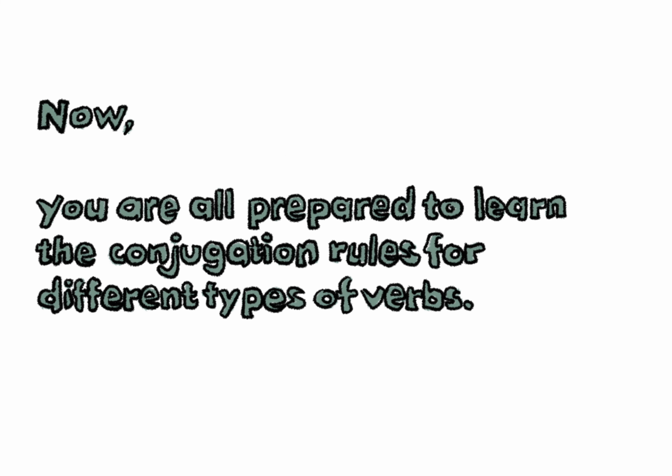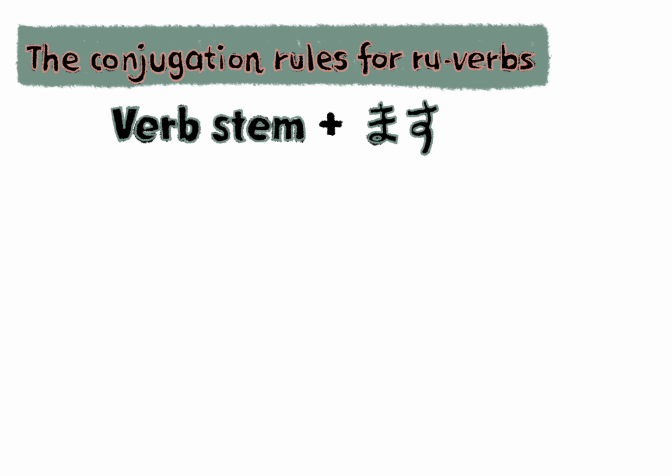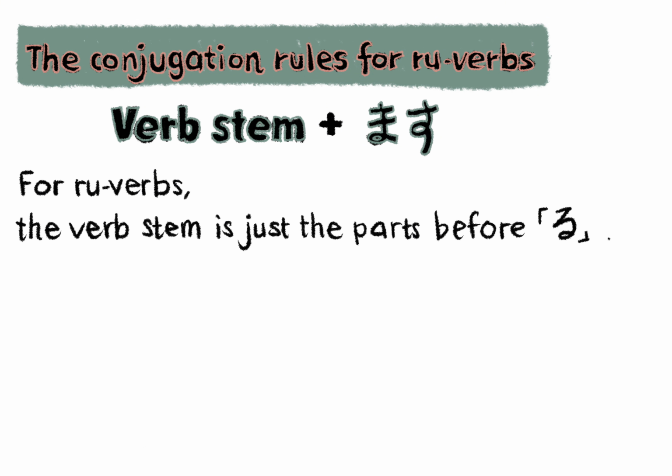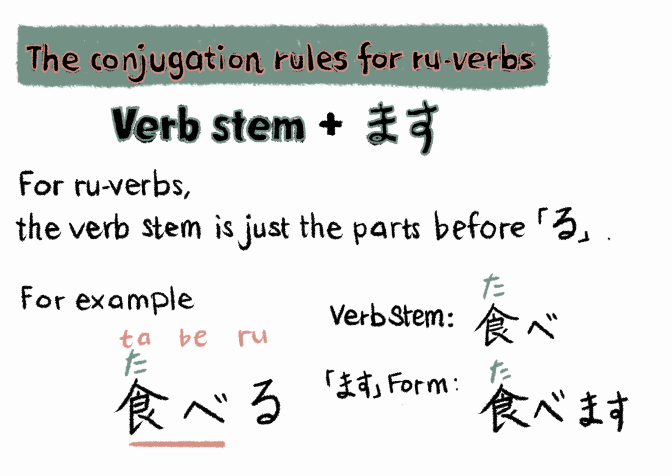Now you're all prepared to learn the conjugation rules for different types of verb. We start with the conjugation rules for ru verbs, because it's more straightforward than the conjugation rules for u verbs. When we want to conjugate a verb in Japanese, we need to know the verb stem for that verb. For a ru verb, the verb stem is just the part before ru. For example, taberu. The verb stem is just the part before ru. So, tabe is the verb stem for taberu. We will just add masu to the verb stem.